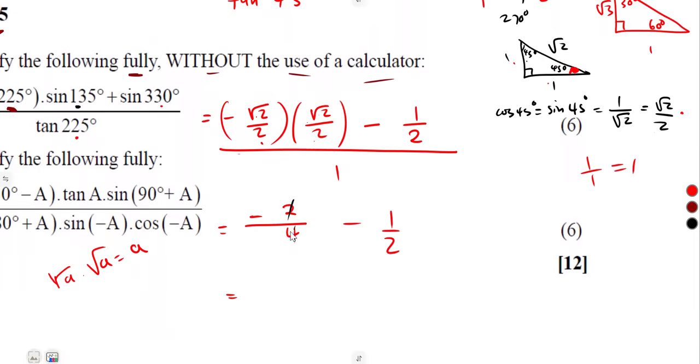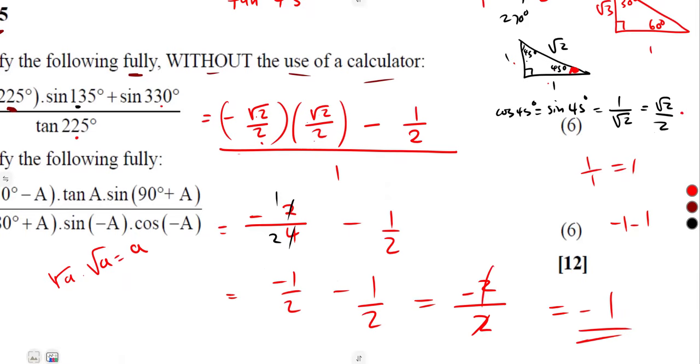Minus 2 over 4 is the same as 1 over 2. So that's minus 1 over 2 minus 1 over 2. The denominators are the same, so simply subtract the numerators. Minus 1, that's what? Minus 2 over 2. And that was going to cancel and give us a negative 1 at the end. All right, so that was it. Under our simplification, it was just going to give us a negative 1.